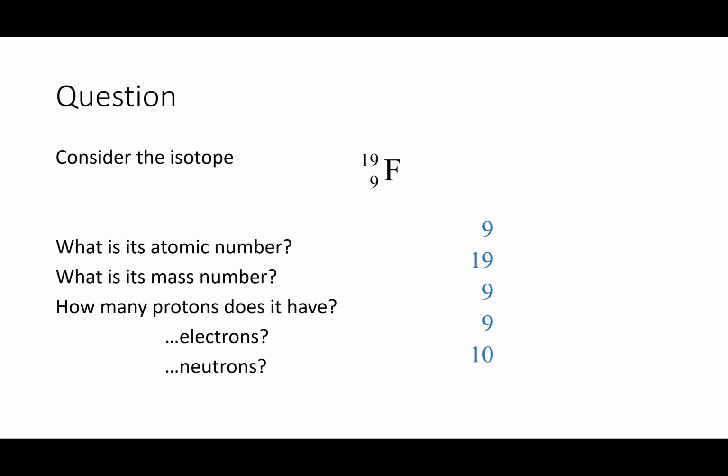From shorthand notation, figure out the atomic number, the mass number, number of protons, number of neutrons, and number of electrons. So all of this information came from this. Its atomic number is 9. Atomic number, if it's given, doesn't always have to be given. It's going to be in the lower left-hand corner. We can get the atomic number from looking at the periodic table and finding it, fluorine.